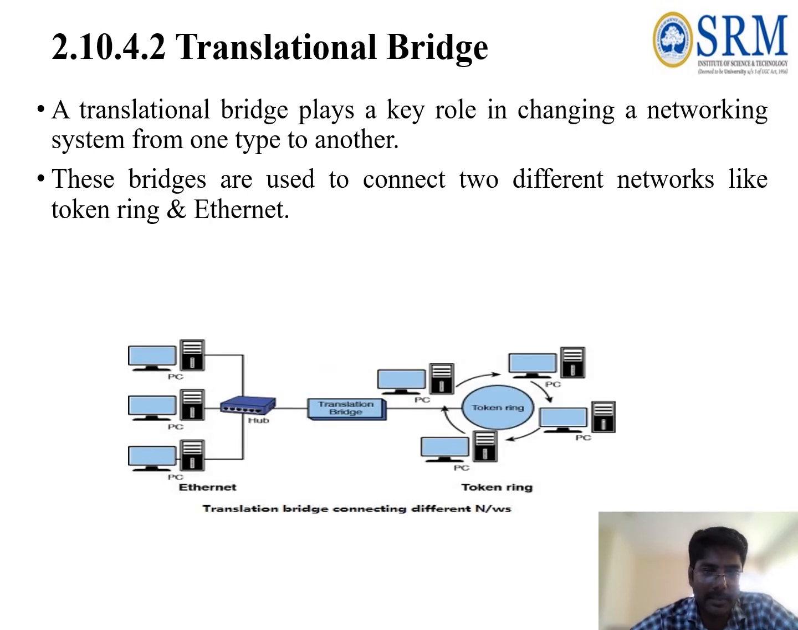Next one, the translational bridge. A translational bridge plays a key role in changing the networking system from one type to another type. For example, here we are using one LAN type, and another we are connecting here is token ring type. If you want to connect a different type of network, we have to use a device called a translational bridge. These bridges are used to connect two different networks like token ring and Ethernet.